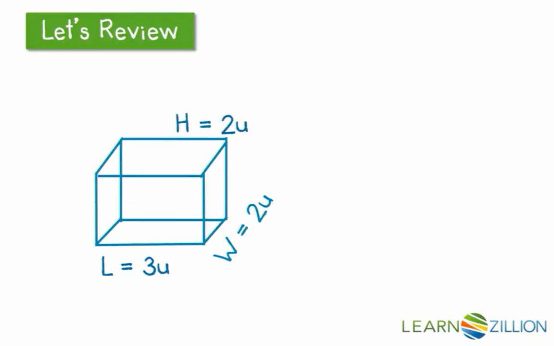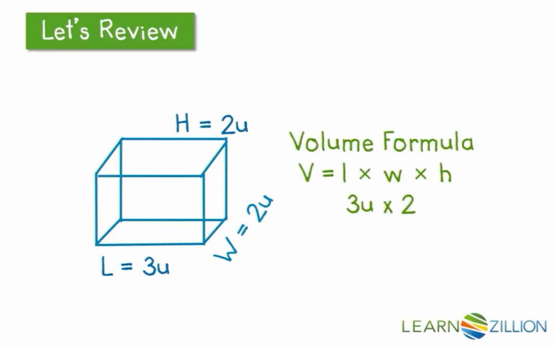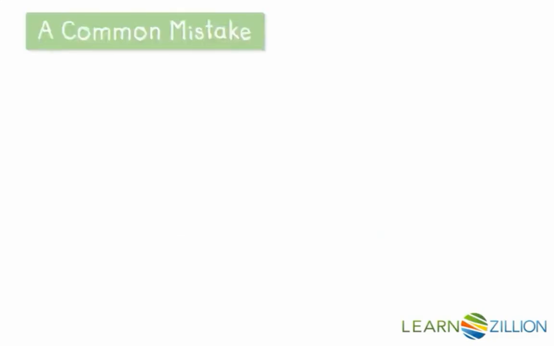We can describe that process by writing the formula length times width times height. And in the formula, you can see that the L stands for length, the W stands for width, and the letter H stands for height. So the volume is equal to 12 units cubed, or cubic units.